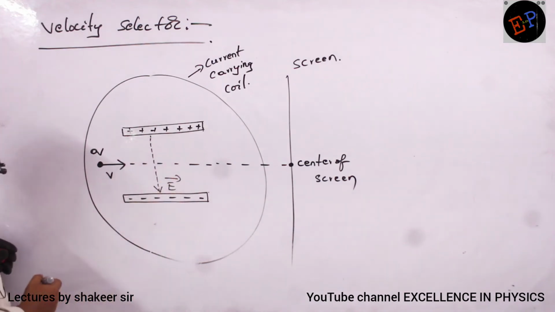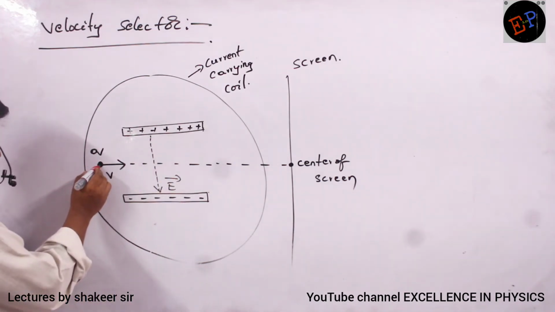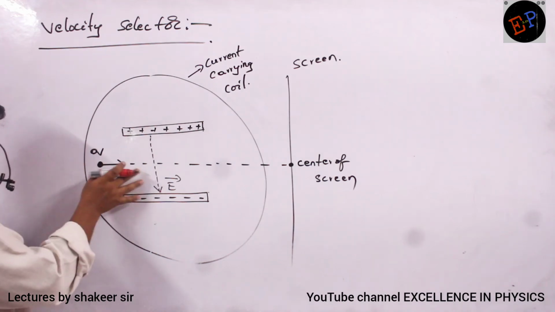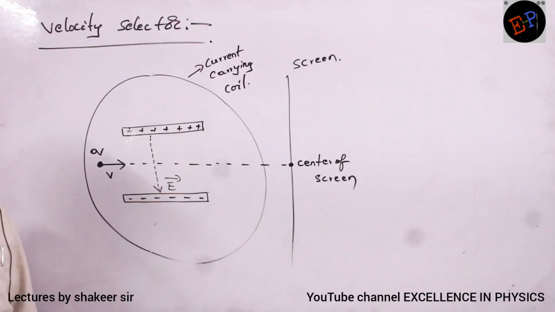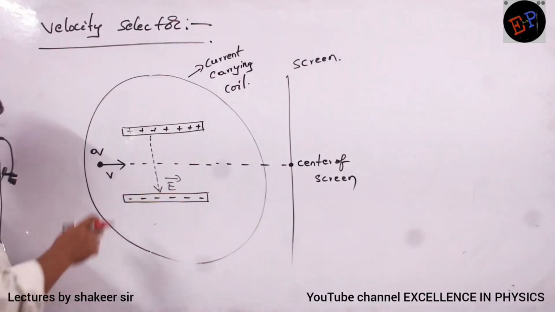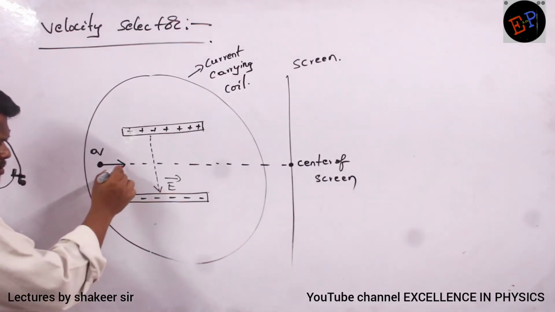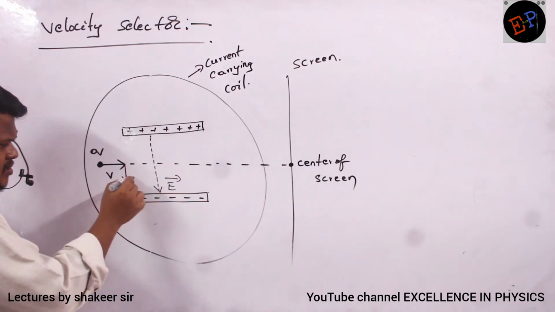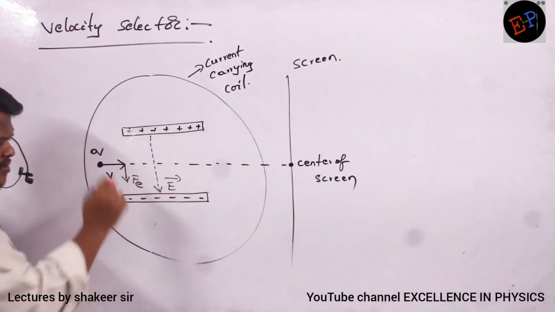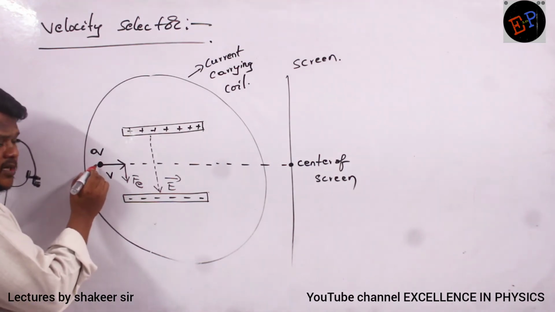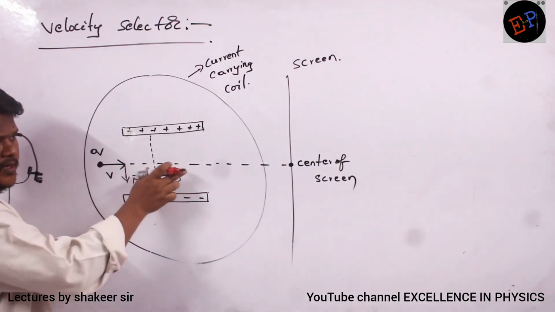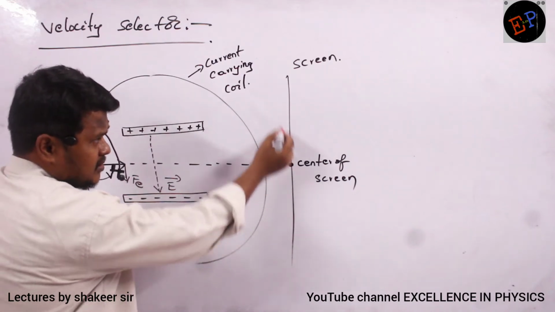Clear, no? So therefore, if this positive charge enters the gap between the plates, it will experience a force in which direction? In the direction of the electric field. So therefore, this is the direction of Fe. Okay? But I want this charge to go in a straight line and strike the screen exactly at the center.